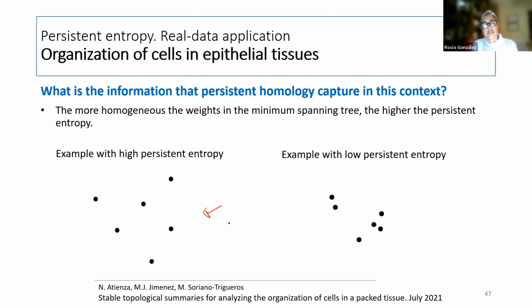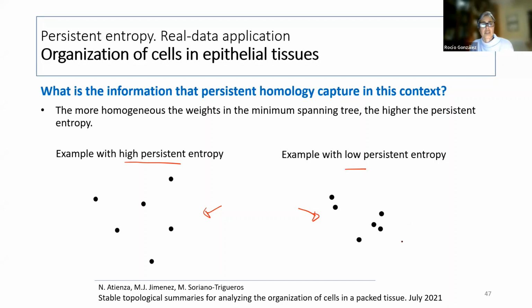Here the weights of the minimum spanning tree are higher than in this other point cloud distribution, and also the persistent entropy is higher in the first point cloud than in the second one.